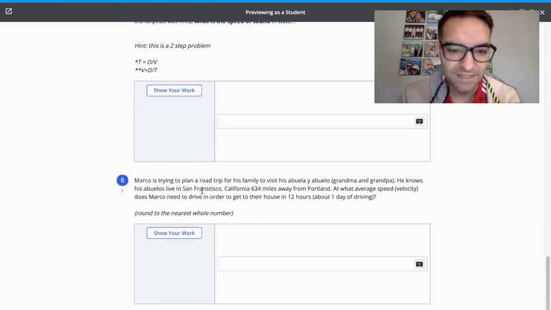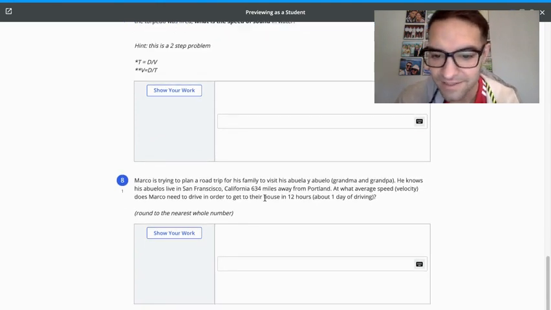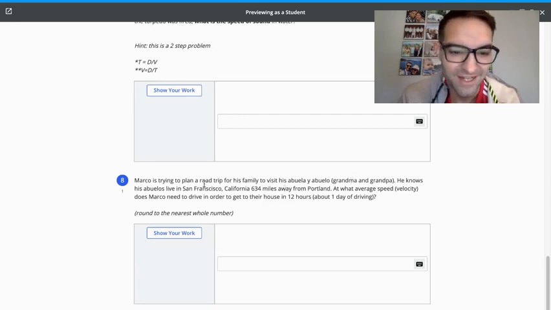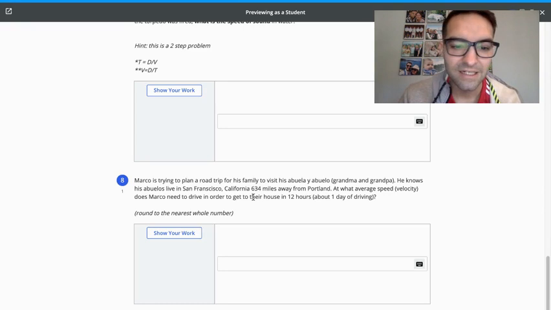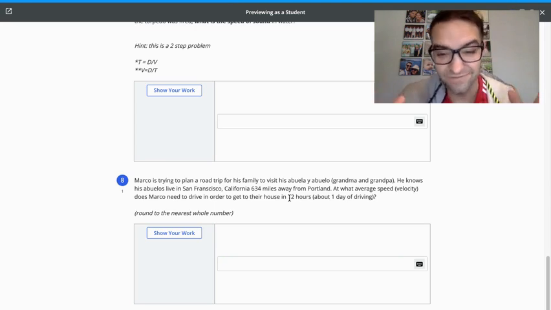Last but not least, common scenario here with driving. Okay, and it's even grandma and grandpa. So Marco's trying to plan a road trip for his family to visit grandma and grandpa. He knows his abuelos live in San Francisco, California, 634 miles away from Portland. I looked that up. That's a true statement. Okay, so 634 miles. What is the average speed that Marco needs to drive in order to get to their house in 12 hours? It's roughly a day of driving, right?